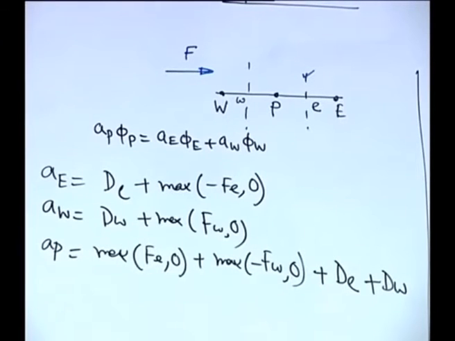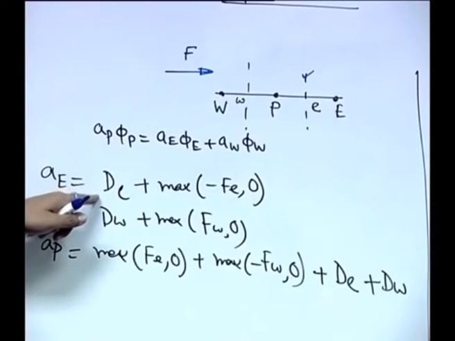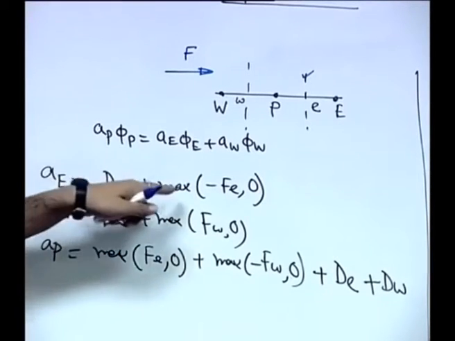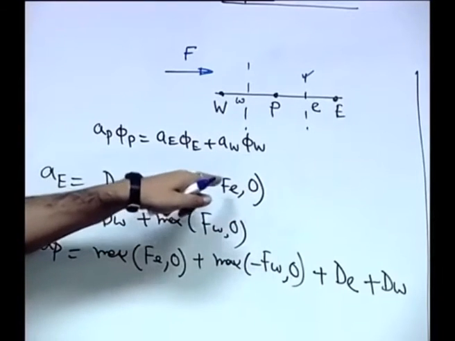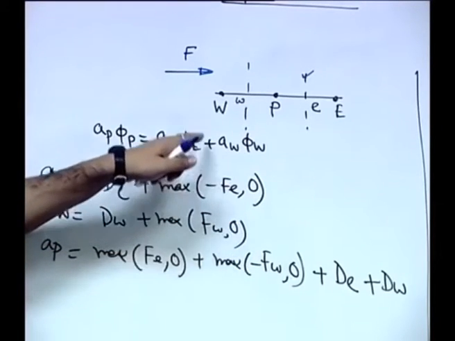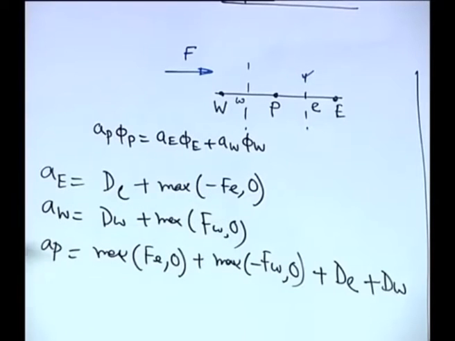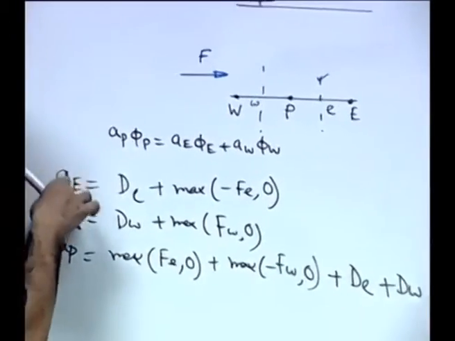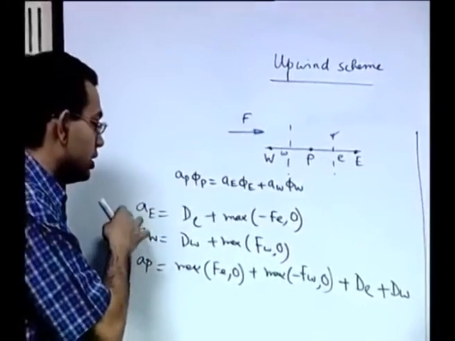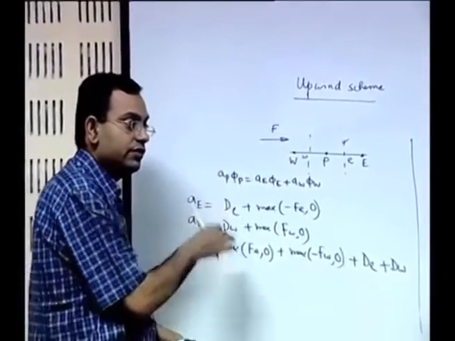One can non-dimensionalize the coefficients. You can see how you non-dimensionalize the coefficients. On the right hand side, if you divide by D, then A_E by D is 1 plus max of minus P comma 0, where P is the Peclet number based on the length scale delta x_e. In different books people use different styles, either a dimensional form of the coefficient or a non-dimensional form, dividing the original coefficient by the corresponding D, the diffusion strength.